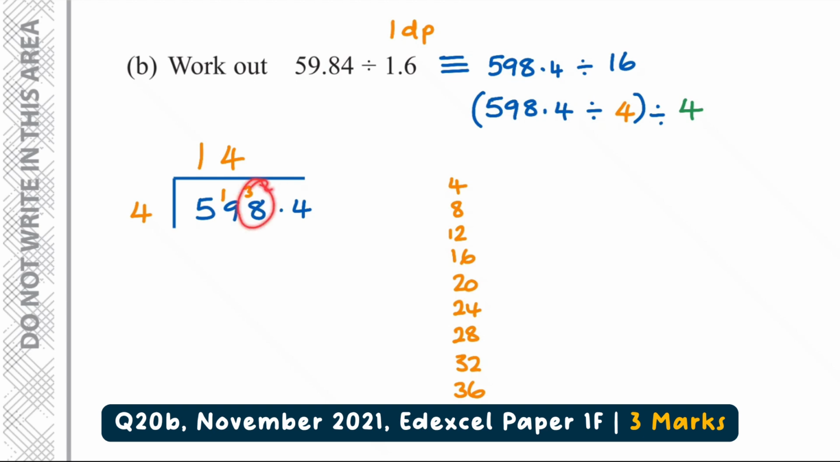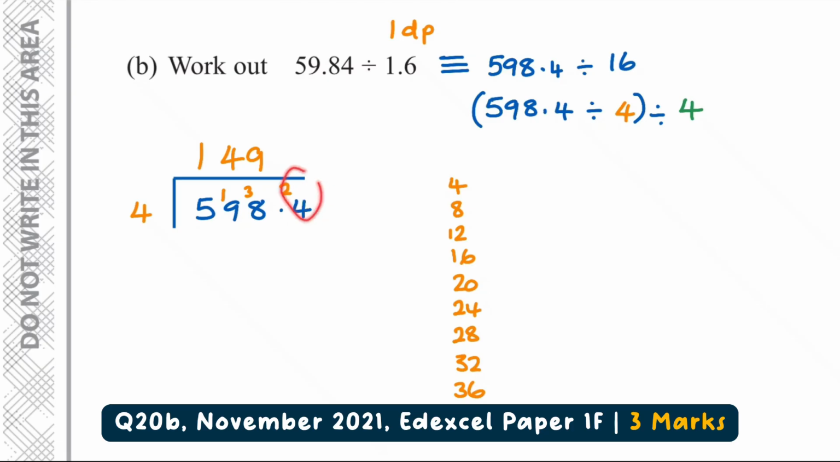Now this becomes 38. So how many 4s in 38? The largest number before 38 is 36, and this is 9 lots: 1, 2, 3, 4, 5, 6, 7, 8, 9. So we write 9 at the top of our bus stop. From 36 to 38, there's 2 left over, so we're carrying 2 to the next digit.